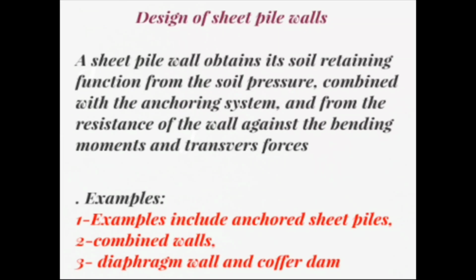Also, many unknowns and factors influence the behavior of the sheet pile wall. Examples: Number 1, anchored sheet piles. Number 2, combined walls. Number 3, diaphragm wall and cofferdam.